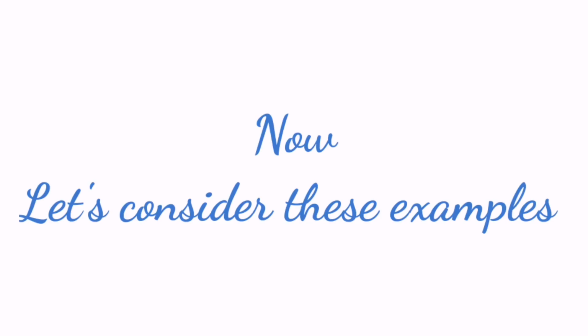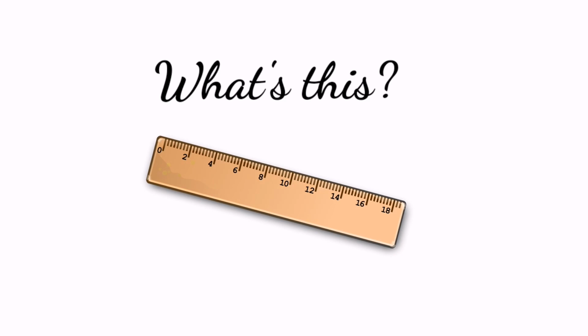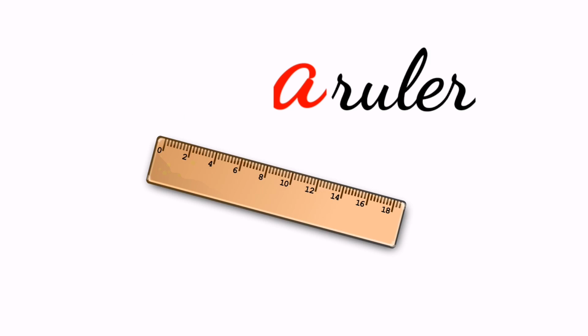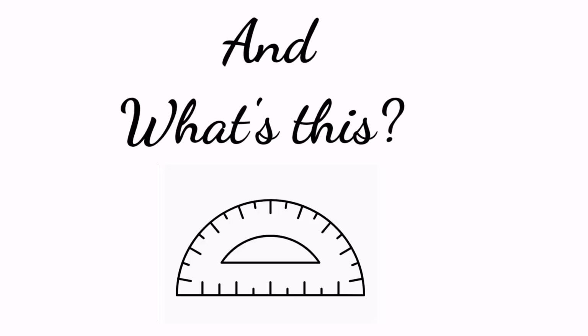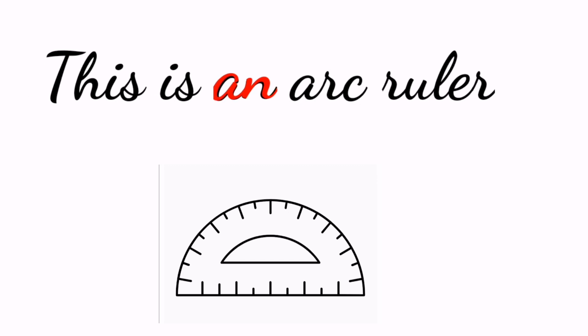Now, let's see these examples. What's this? This is a ruler. A ruler. And what's this? This is an arc ruler. An arc ruler.